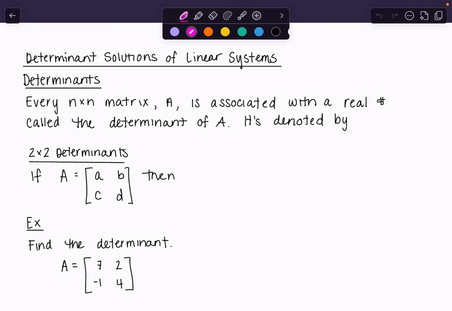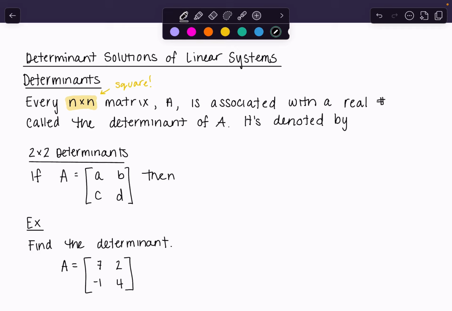So our next concept within matrices that we want to talk about are determinants, and we'll see how to find determinant solutions of linear systems. So to begin, we're going to start with what is a determinant. Every n by n matrix, and this is super important, it's the same number of rows and columns, it has to be a square matrix, is associated with a real number called the determinant of A.